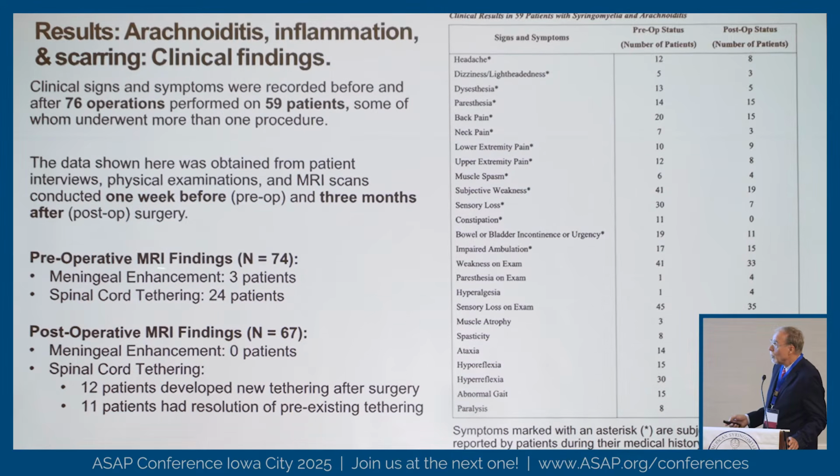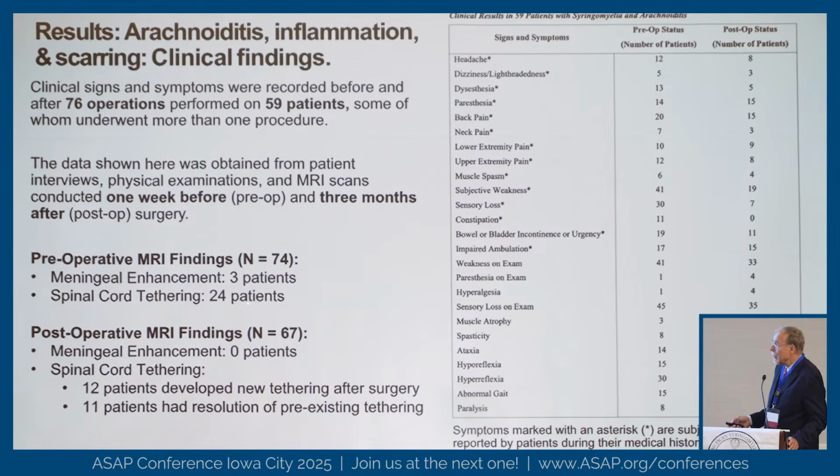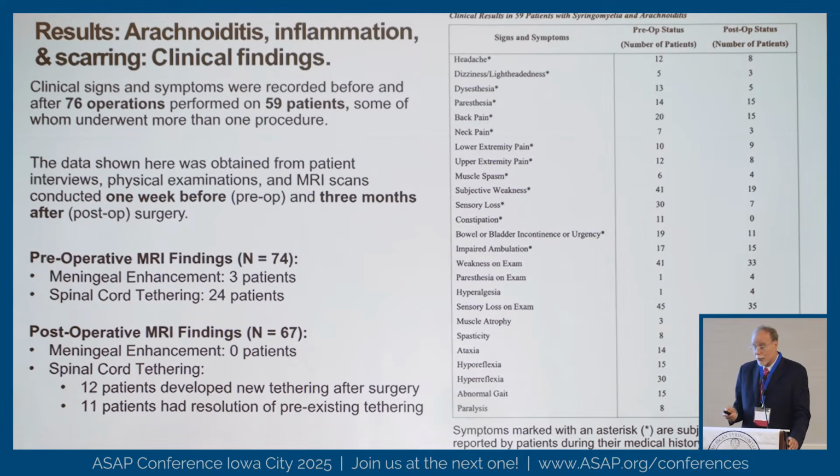On the MRI before surgery, only 3 people had MRI signs of inflammation, but 24 of them had tethering. And post-op, no one had meningeal enhancement, and we're able to untether completely about half the patients. And that was at follow-up 3 months later. It wasn't early on.